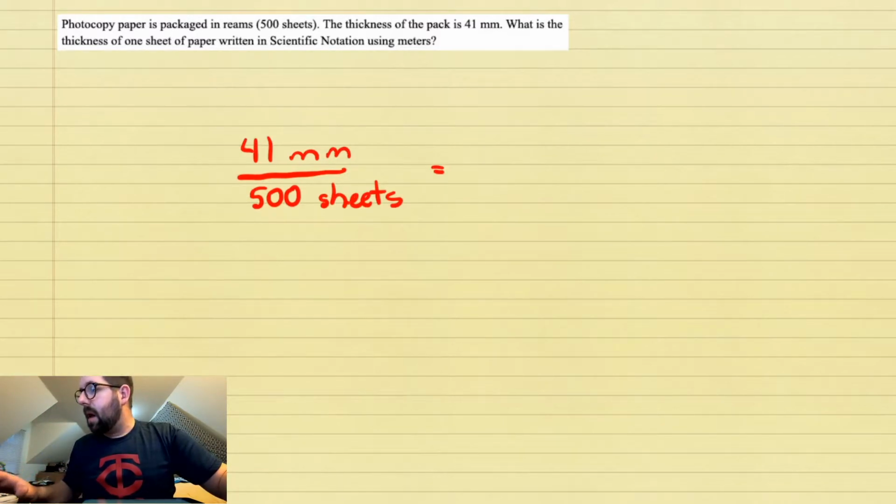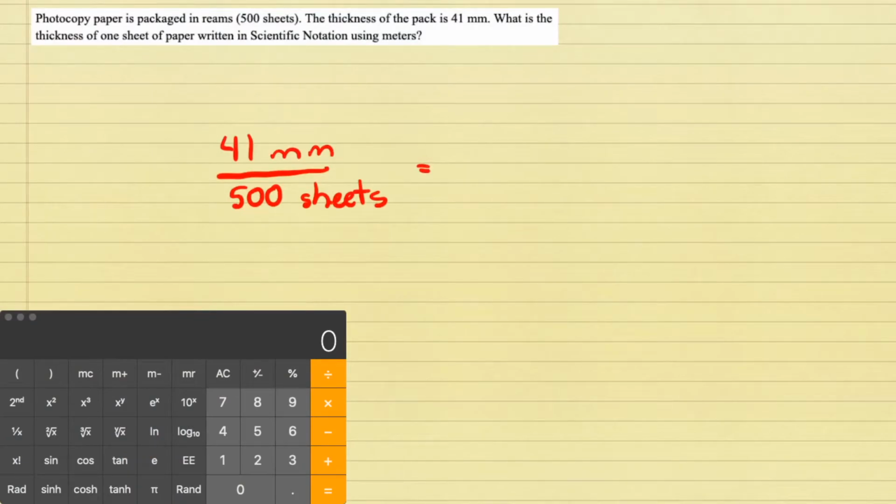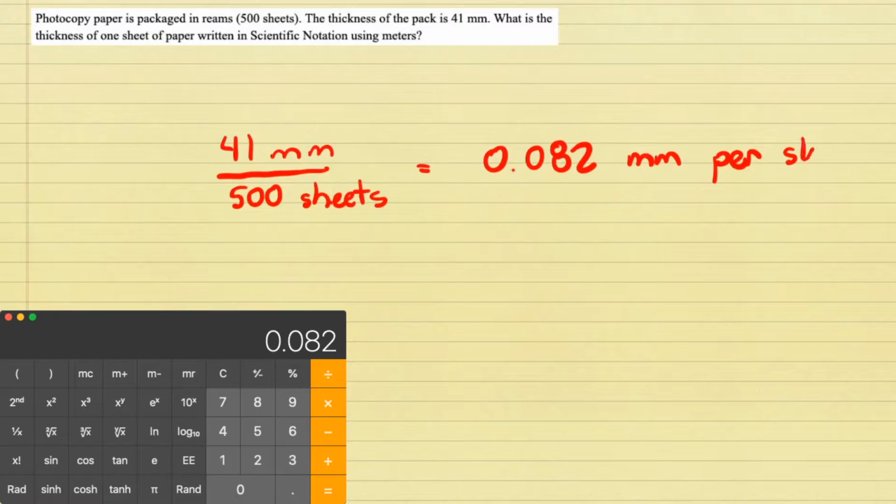So what we have is 41. We're going to divide by 500, and I'm going to do this with my calculator, and I'll bring this up for you so you can see this. On my calculator screen, I have 41, and we're going to divide by 500. And what we're getting is 0.082. And that's millimeters per sheet. So that's the thickness of one sheet at a time. Let's clear that out and get back into the program here.